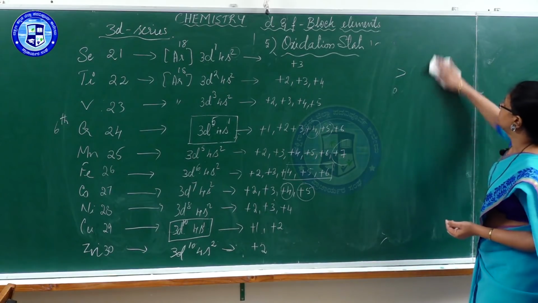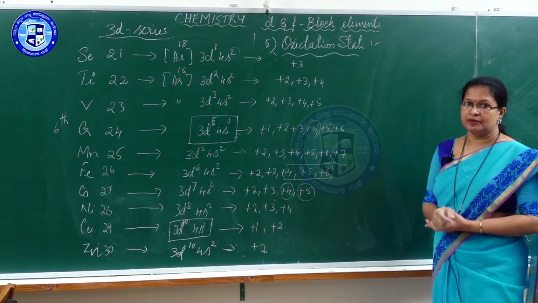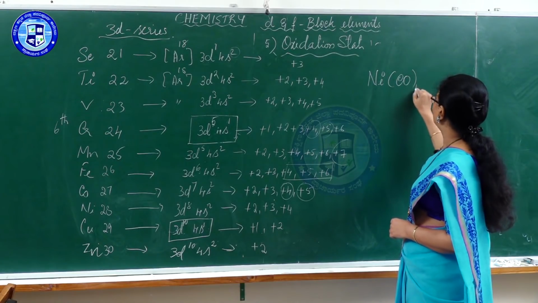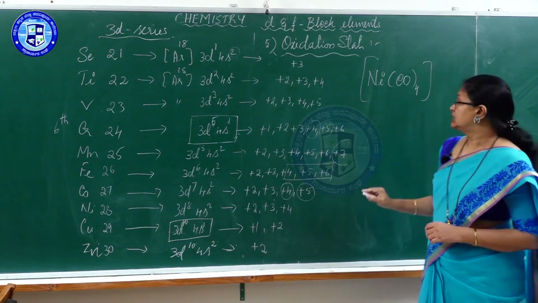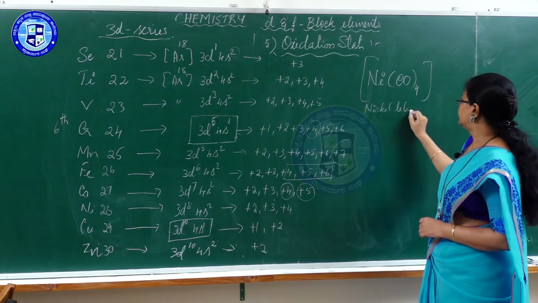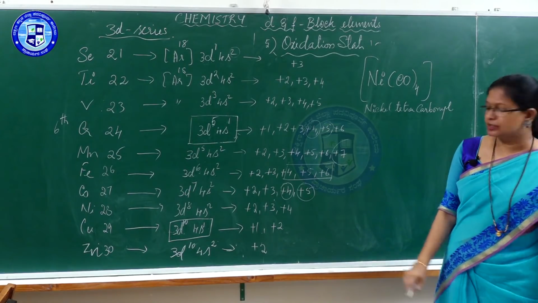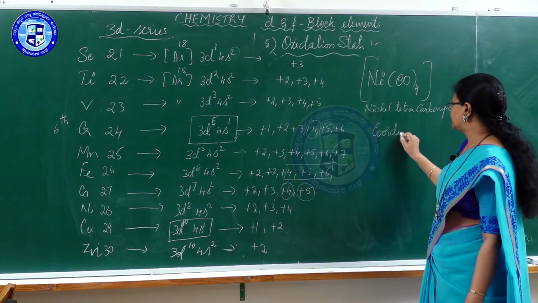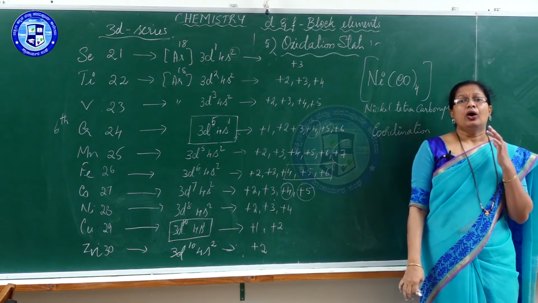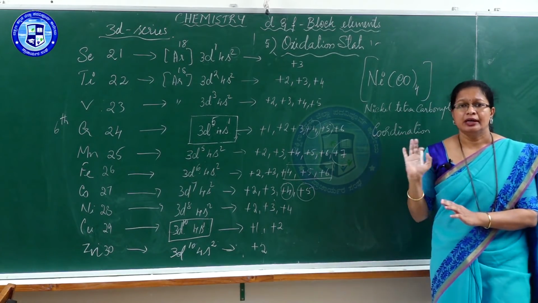Then to tell a few more things, these elements can even show zero oxidation state in some of the compounds, like the compound of nickel with CO. This is called nickel tetracarbonyl. This is a type of coordination compound. On this you are going to learn one full chapter, coordination compounds, but I would like to explain a little basic things here.